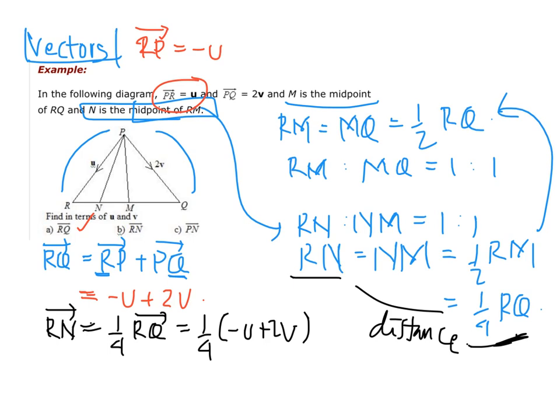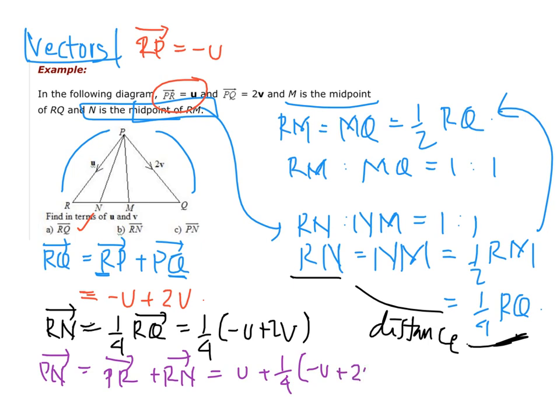And then the last part will be PN, sorry, my bad, PN. So PN should be, because PN is here, right? So now let's just connect PRN. It will be PR plus RN. Again, initial location and final location. PR is U plus RN is a quarter of negative U plus 2V, which, if we simplify, we get three quarters U plus half V. That's it. So you can replay this video to see what it means.